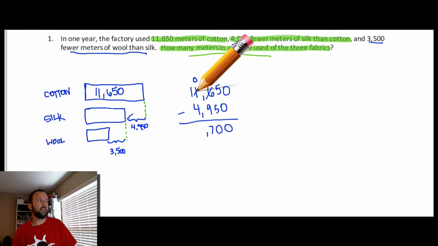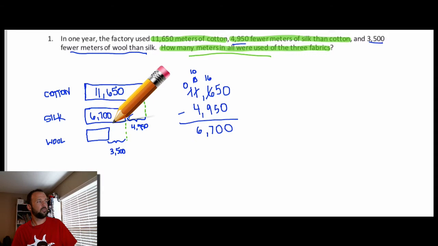Perfect. And then, oh, can't do this now. This is a 0. I can't subtract 4 from 0. So I'm going to have to go to my 10,000s place, take that 10,000 and unbundle it into 10 1,000s, right? 10 minus 4 will be 6, so 6,700. That will be how much silk I have. Cool. So I have 11,650 meters of cotton, 6,700 meters of silk. How much wool do I have?